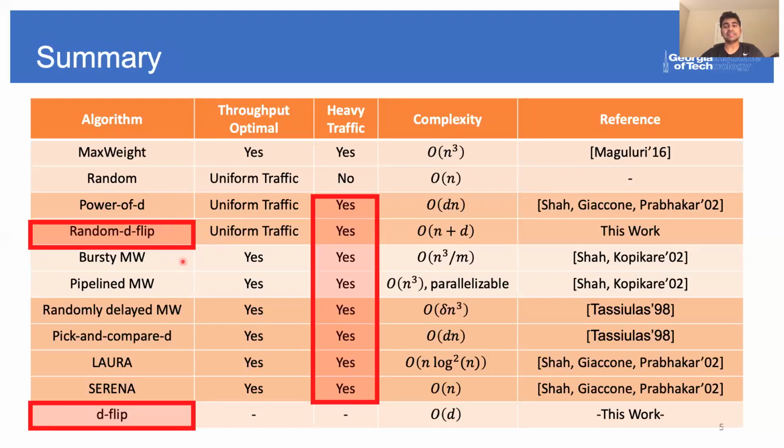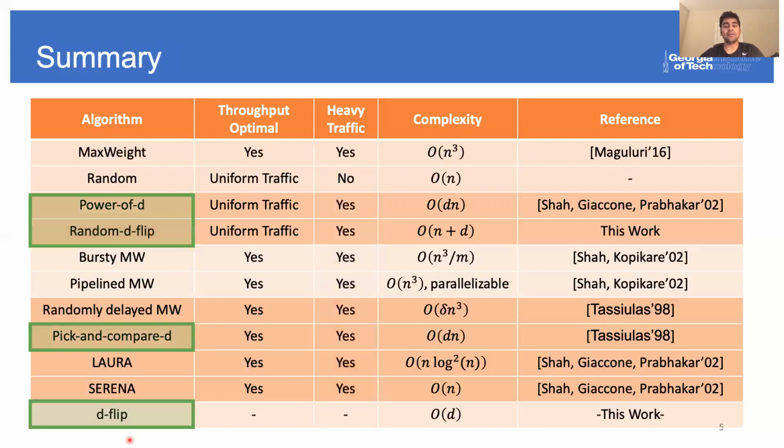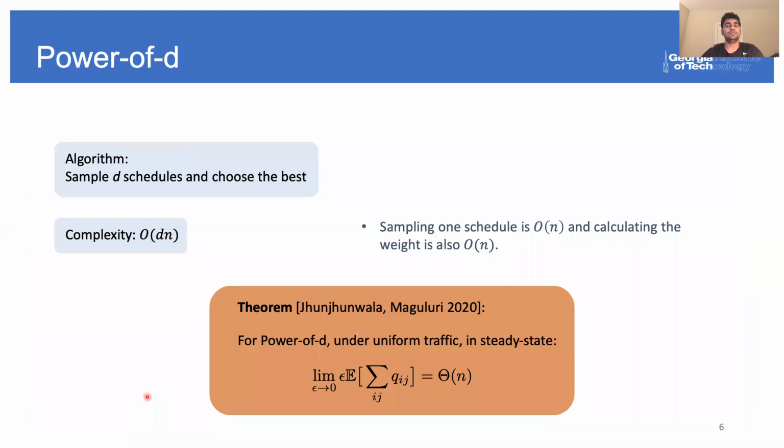We also consider several algorithms that were presented in past literature. We present two new algorithms, namely random D flip and D flip. Although we present the performance results for random D flip, we don't know any performance results for D flip. Due to lack of time, we are only going to look at 4 of these algorithms in this talk.